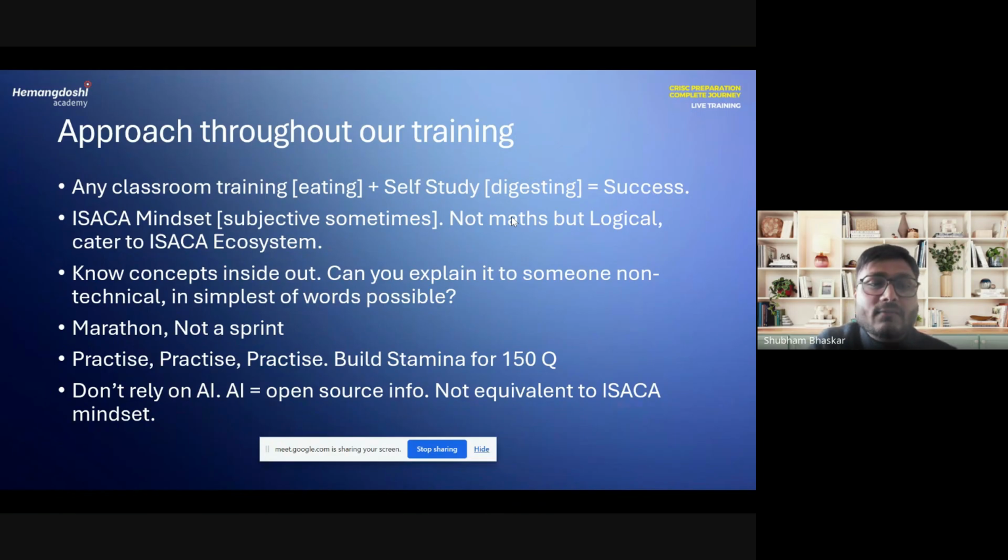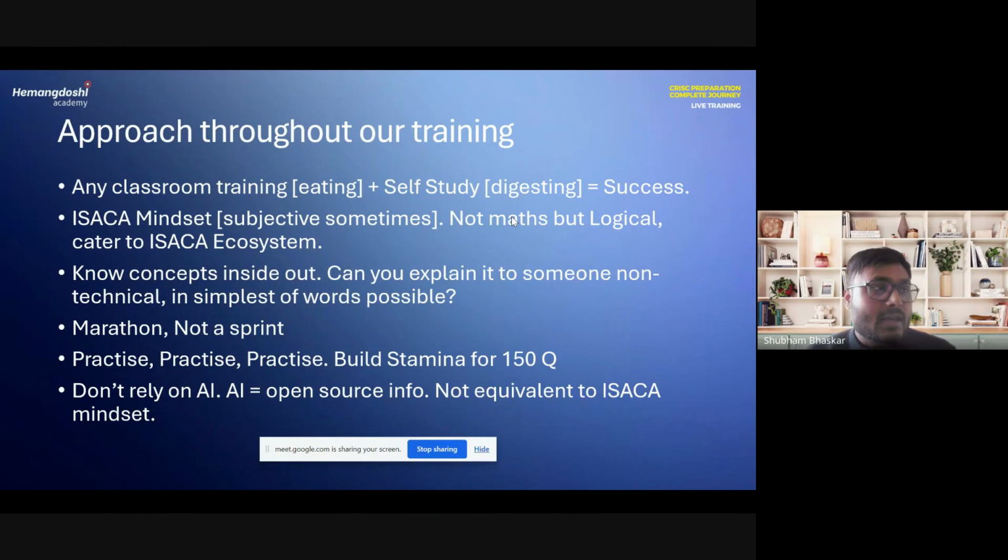What I have learned from my experience is that ISACA, or any examination for that matter, wants you to know the concepts inside out. Can you explain it to someone in the simplest way possible? Again, remember, it's a marathon, not a sprint. There are 4 domains, and the exam spans 150 minutes. So practice, and build stamina for 150 questions before you take the exam. I know it's a long way ahead, but I'm just giving you info beforehand.